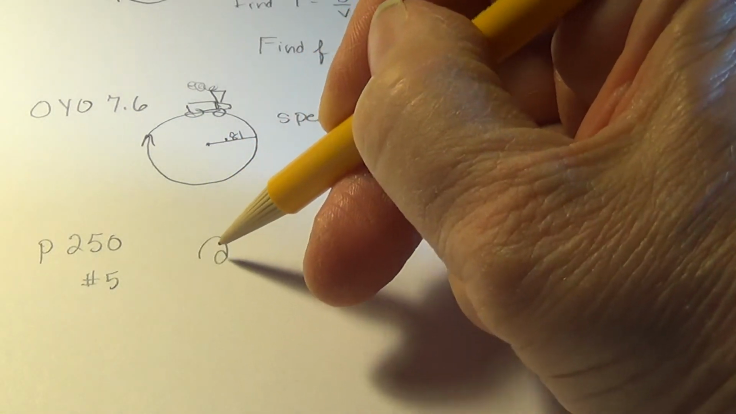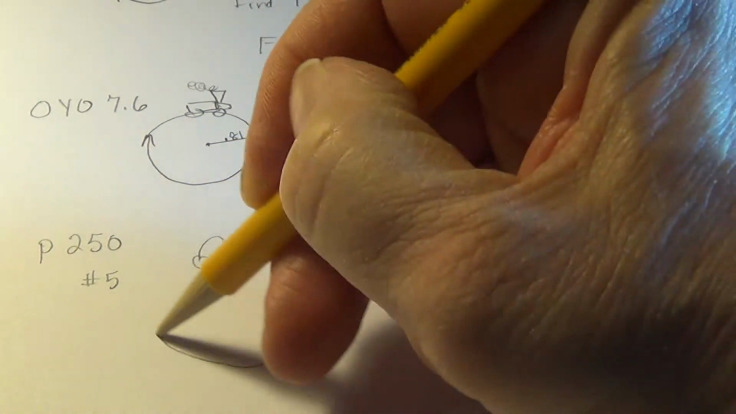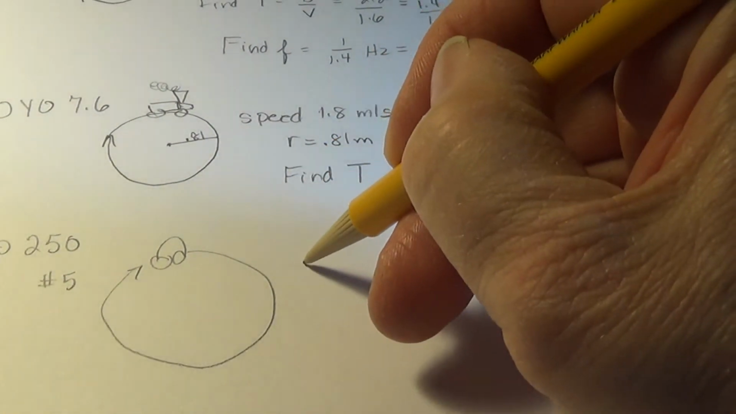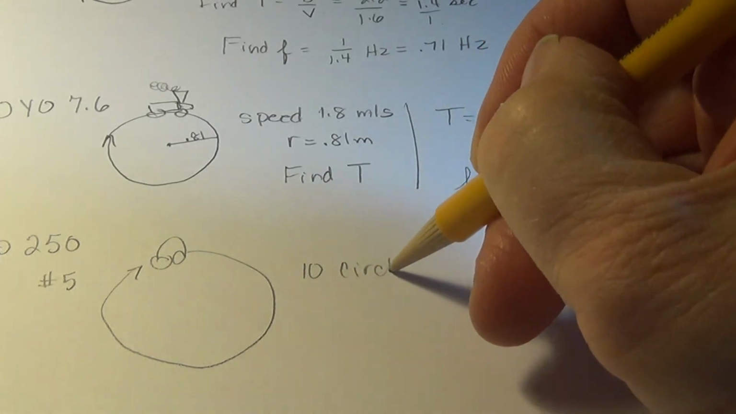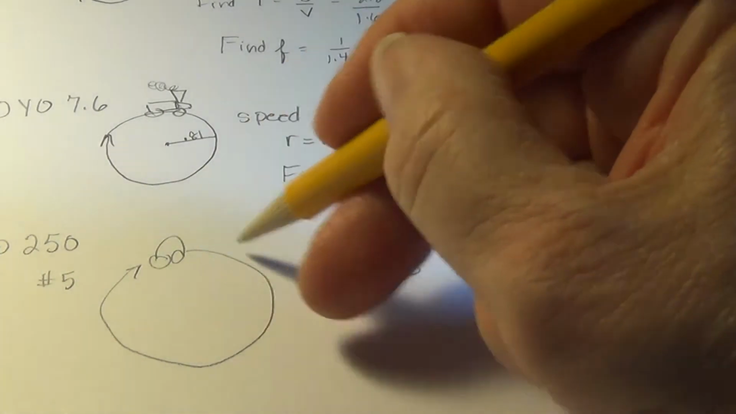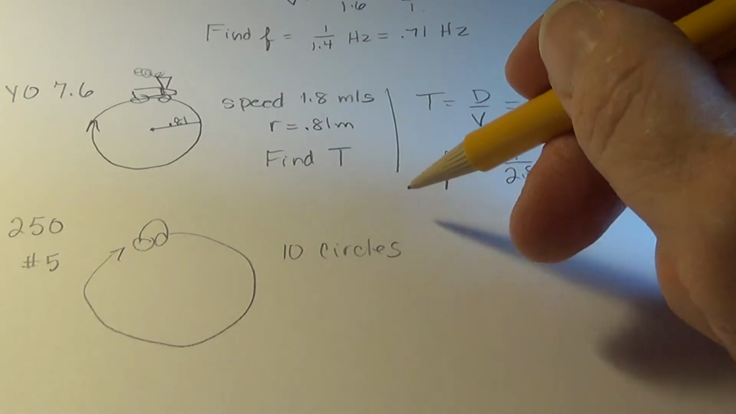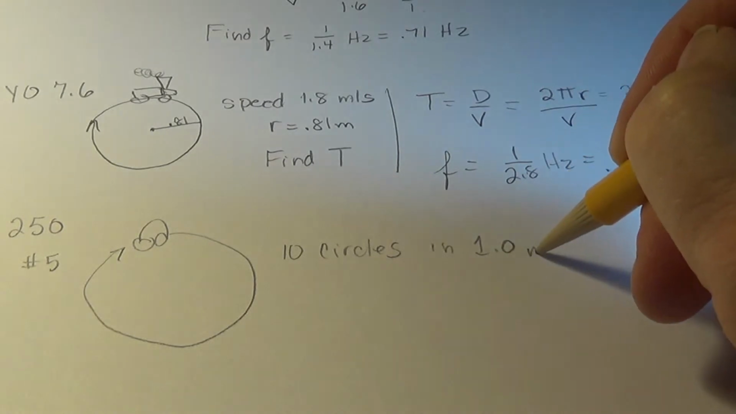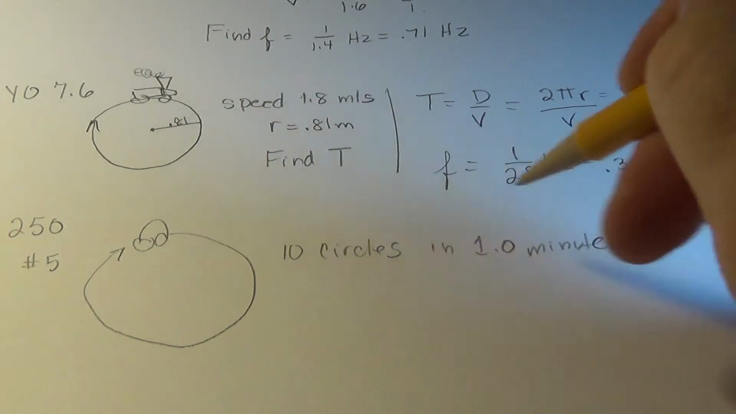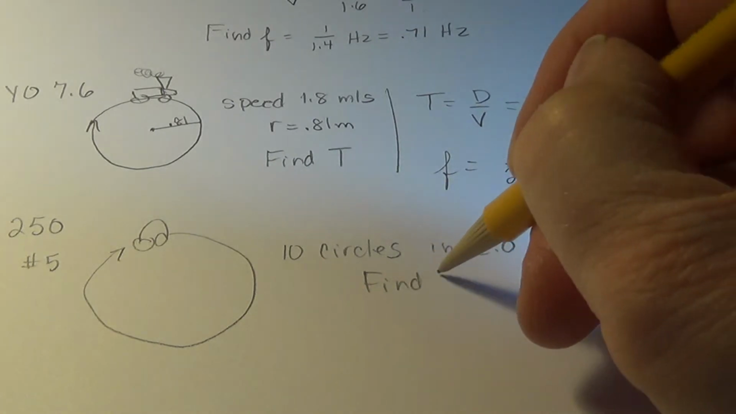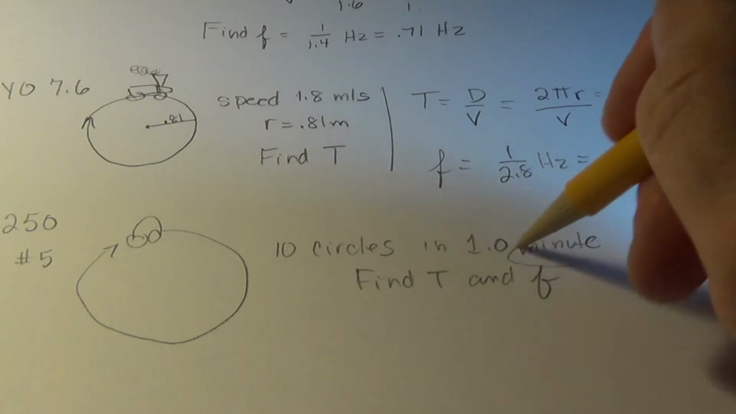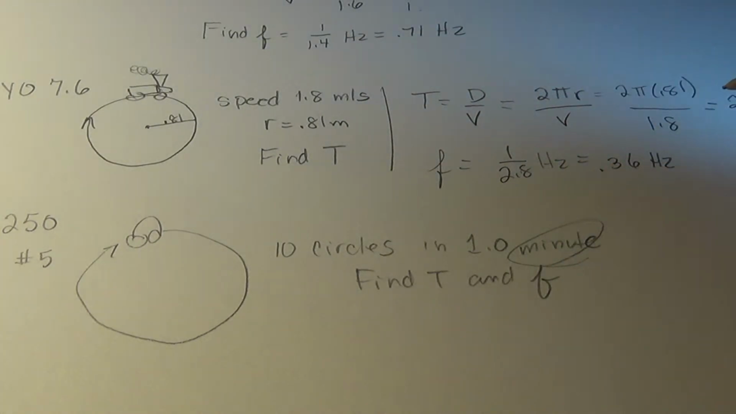So let's say we have a car going around in a circle. Mine's a smart car. And say it goes around 10 circles. It's like a toy car. So it's going around the circle 10 times, and it takes it 10 circles in 1 minute. And I want you to find the period and the frequency. And just a word of precaution, work in seconds, so you'll have a bit of a conversion there.